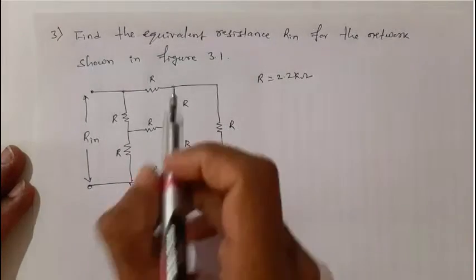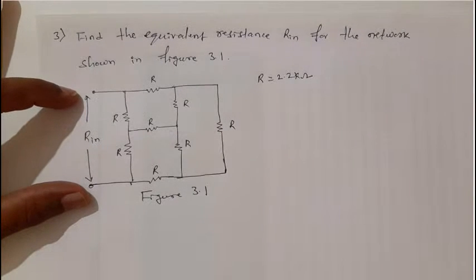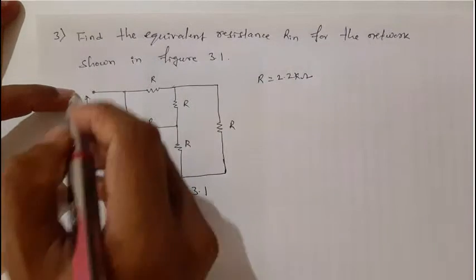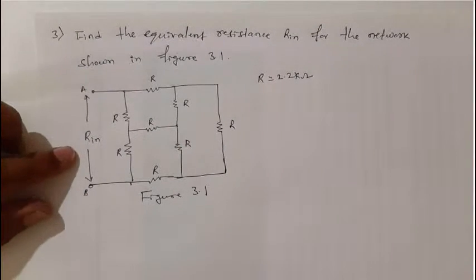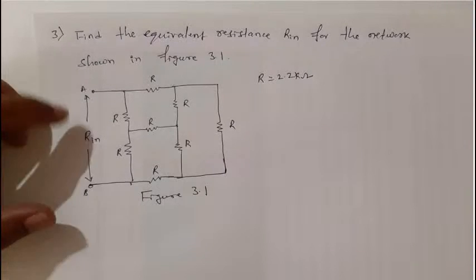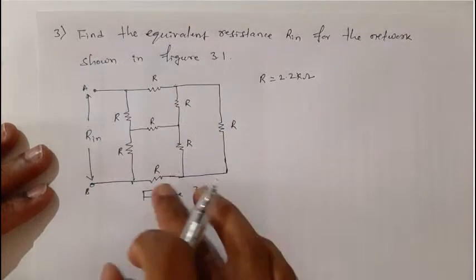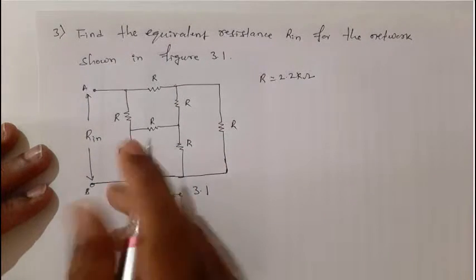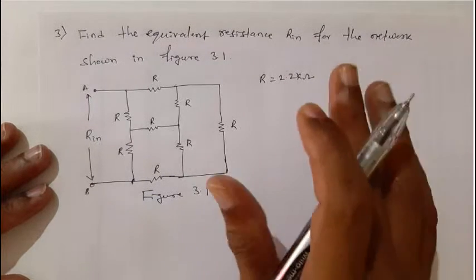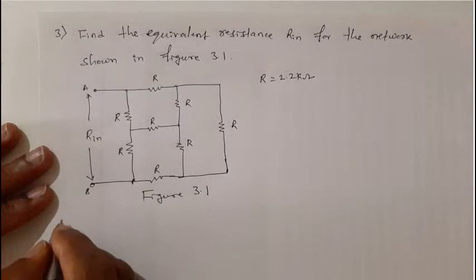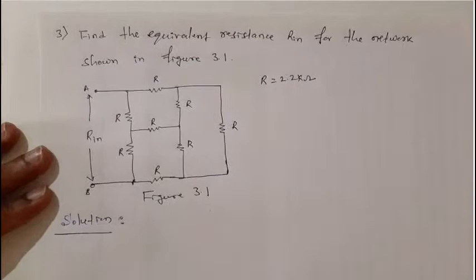So let us calculate the equivalent resistance between these two terminals. You may name these two terminals A and B if you want. Between A and B, whatever the resistance is, R in, you are supposed to find the value of R in for the network of this figure, where all resistors are equal to R, and R is equal to 2.2 kilo ohm. Now dear students, this given network I will start converting. So let me write the solution.